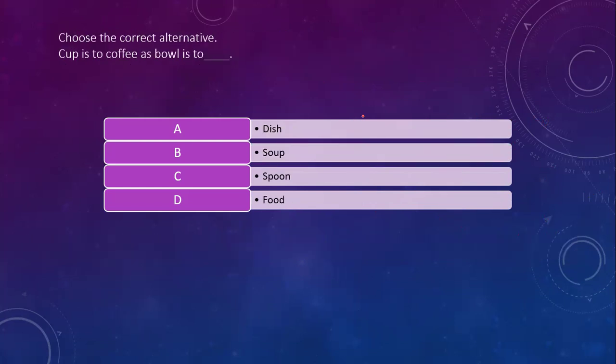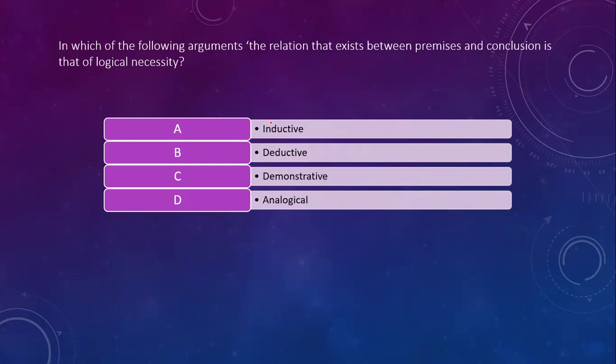Choose the correct alternative. Cup is to coffee as bowl is to soup. Soup is the correct answer. Coffee is served in a cup. Soup is served in a bowl.